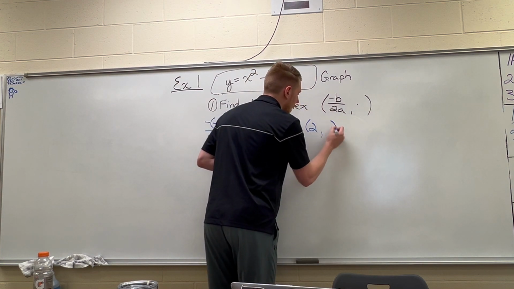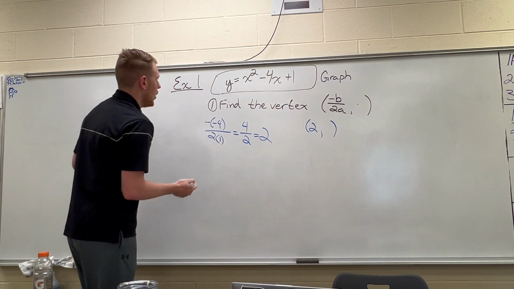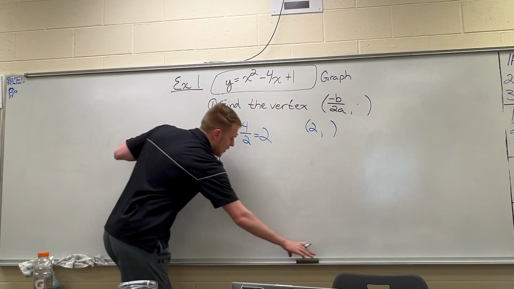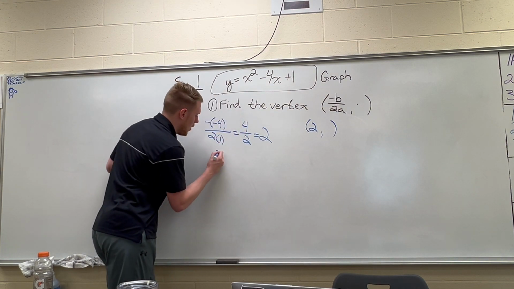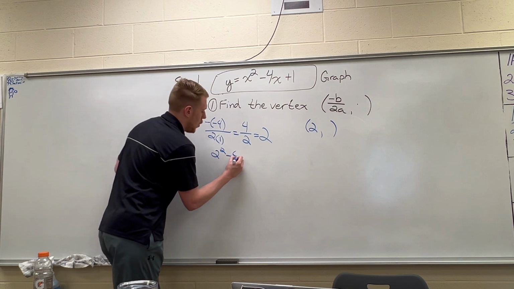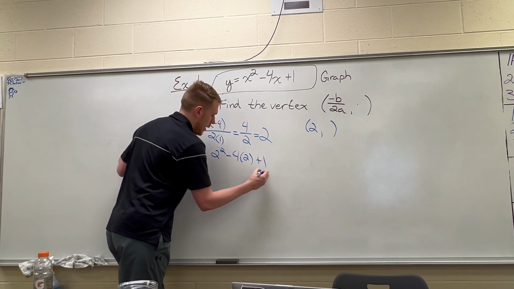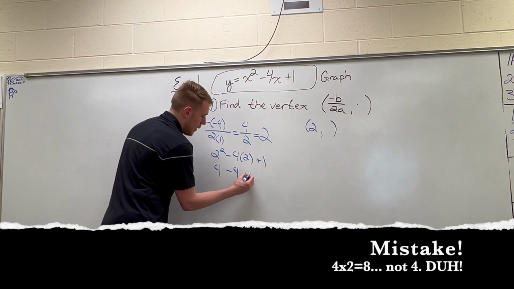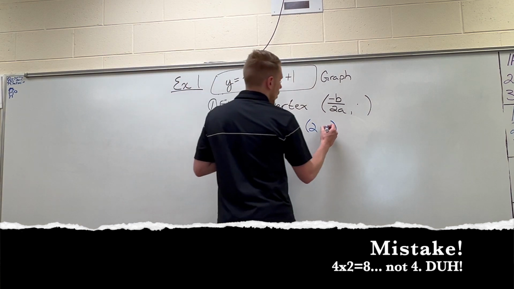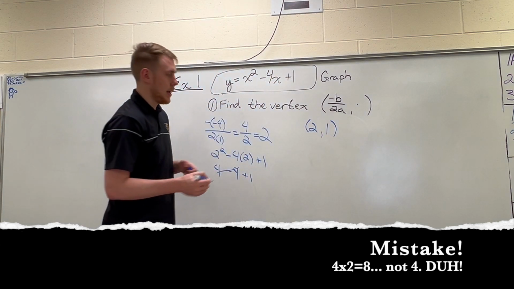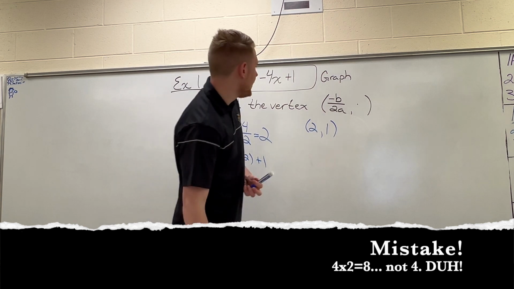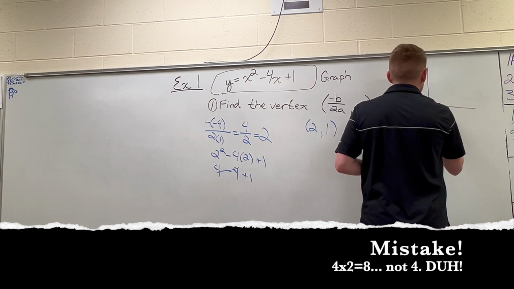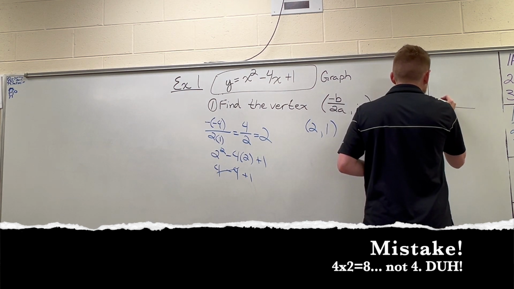2 comma. We got to find out the y value. Well, let's plug 2 in. 2 squared minus 4 times 2 plus 1. 2 squared is 4 minus 4 plus 1 cancels out. I get 1. My vertex is 2, 1. That's my vertex. So if I have this graph, over 2, up 1, there's my vertex.